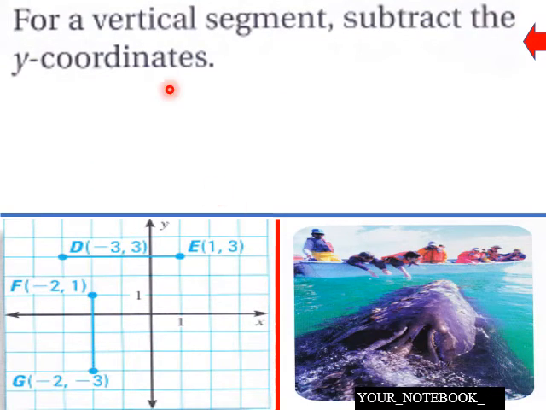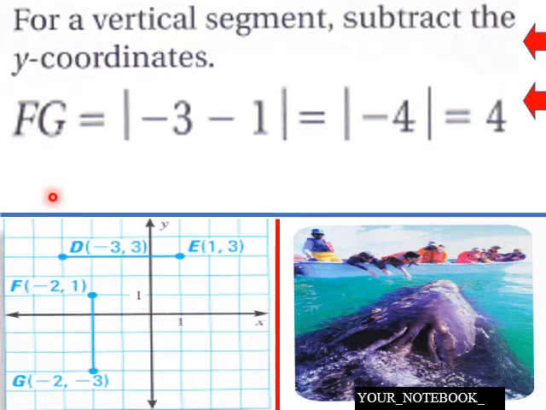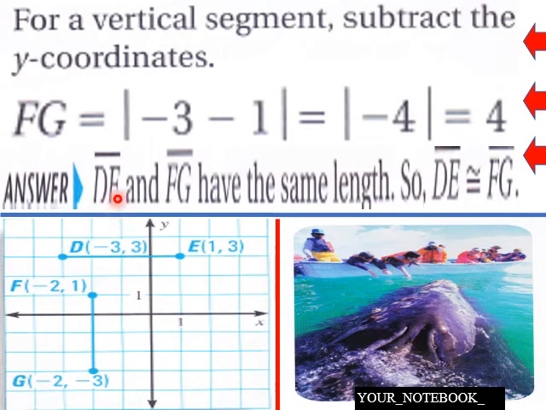And then for vertical segments, subtract the y coordinates. So we're getting in practice here of subtracting x and y coordinates is the idea here. So -3 minus a -1. Then we have an absolute value here of -4, which would be 4. That would be the length of this. So line segment DE and FG have the same length. So line segment DE is congruent to line segment FG. Slide 15, your notebook.